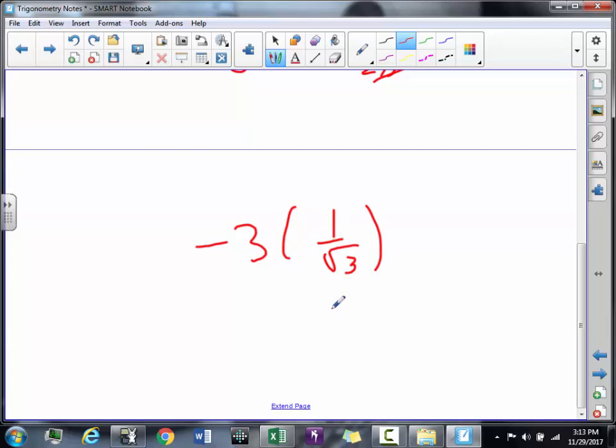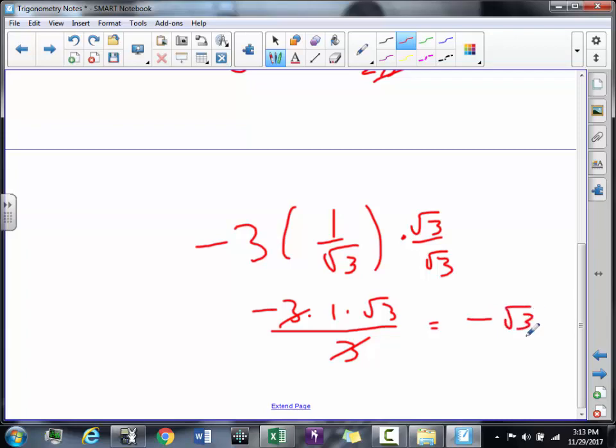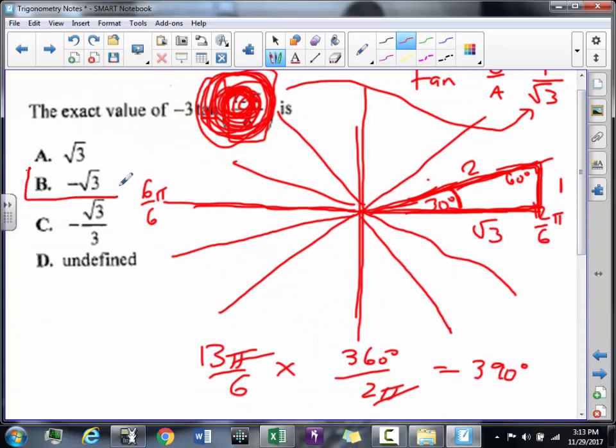Chances are what they did then is they rationalized. You guys remember doing this, where you times by root 3 over root 3? It ends up giving you negative 3 times 1 times root 3 on the top. And then root 3 times root 3 on the bottom is literally just 3. That 3 and that 3 can then cancel, giving you a final answer of negative root 3, which was B.